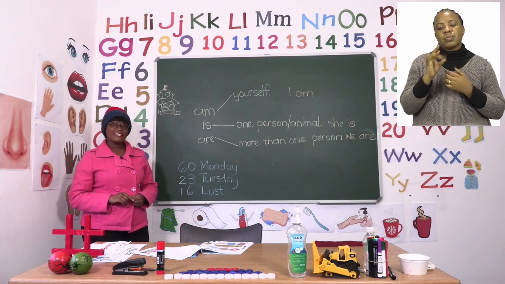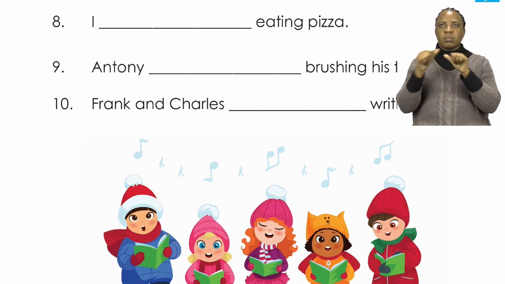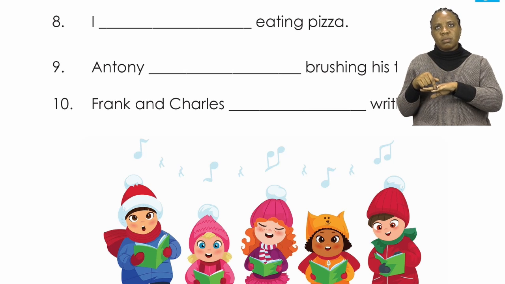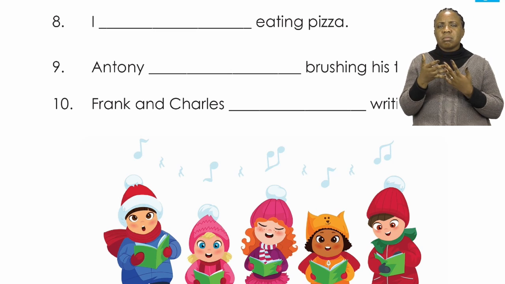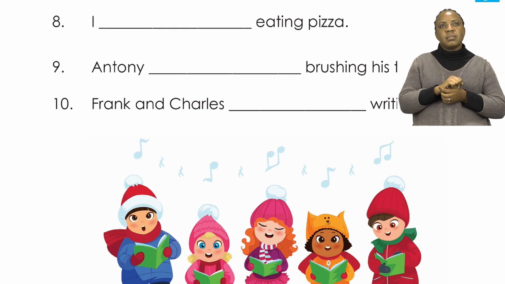So we're going to begin with number 8. Number 8 says, I dash eating pizza. Do we say I am, or do we say I is, or do we say I are? If you said I am, well done. Good job. Go ahead and fill in the missing word.